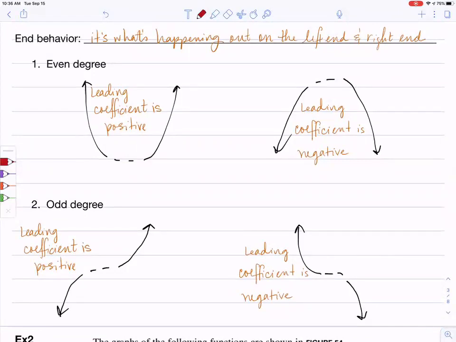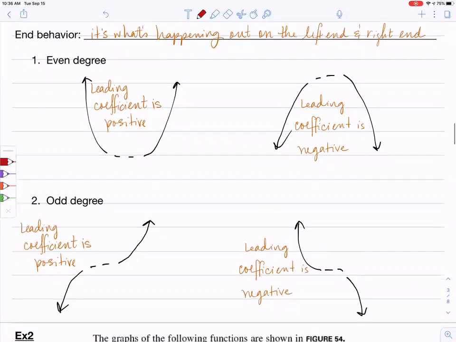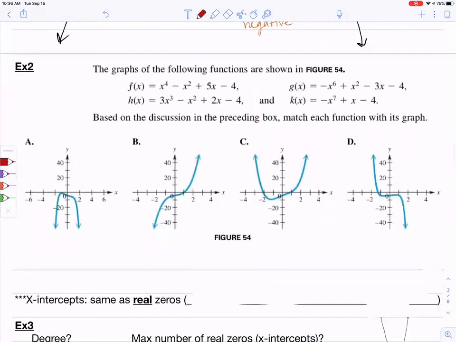So let me get over here in front of the camera. End behavior, the big deal. What's happening way out on the ends? Okay, I don't care about the ups and the downs. I just want to know what's happening way out on the end. That's why it's called the end behavior.